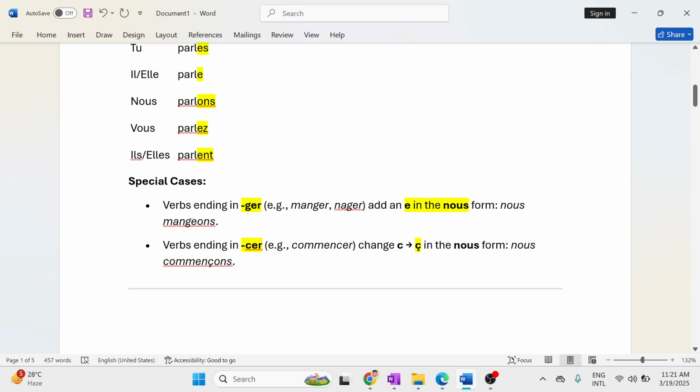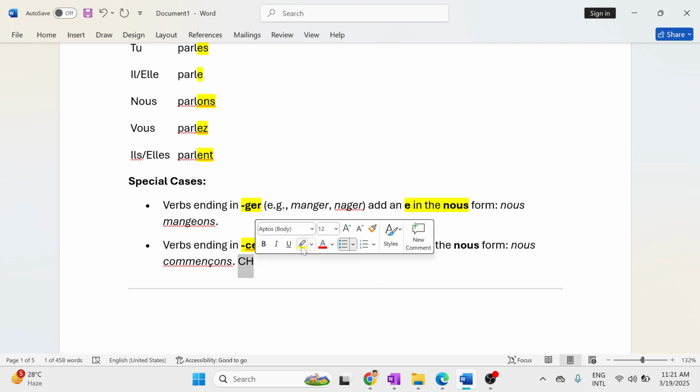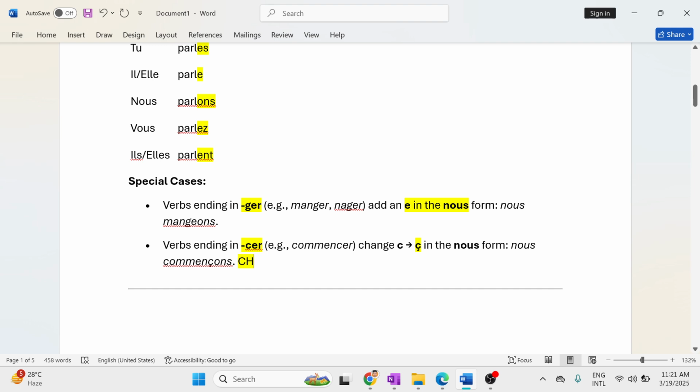If a letter is written like CH, then without a cédille it already sounds like a soft sound, and here you don't need to add a cédille. I hope I'm clear, right?